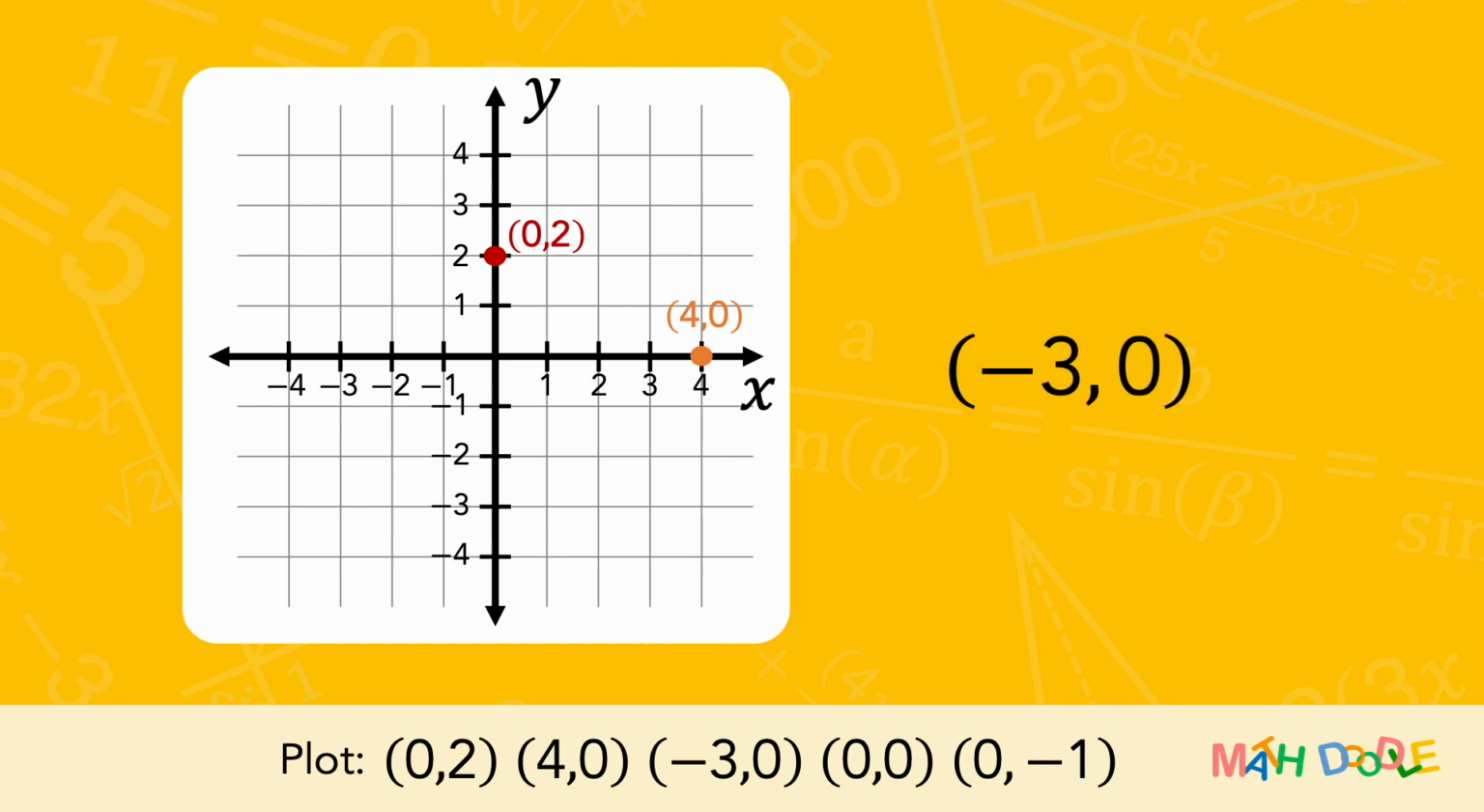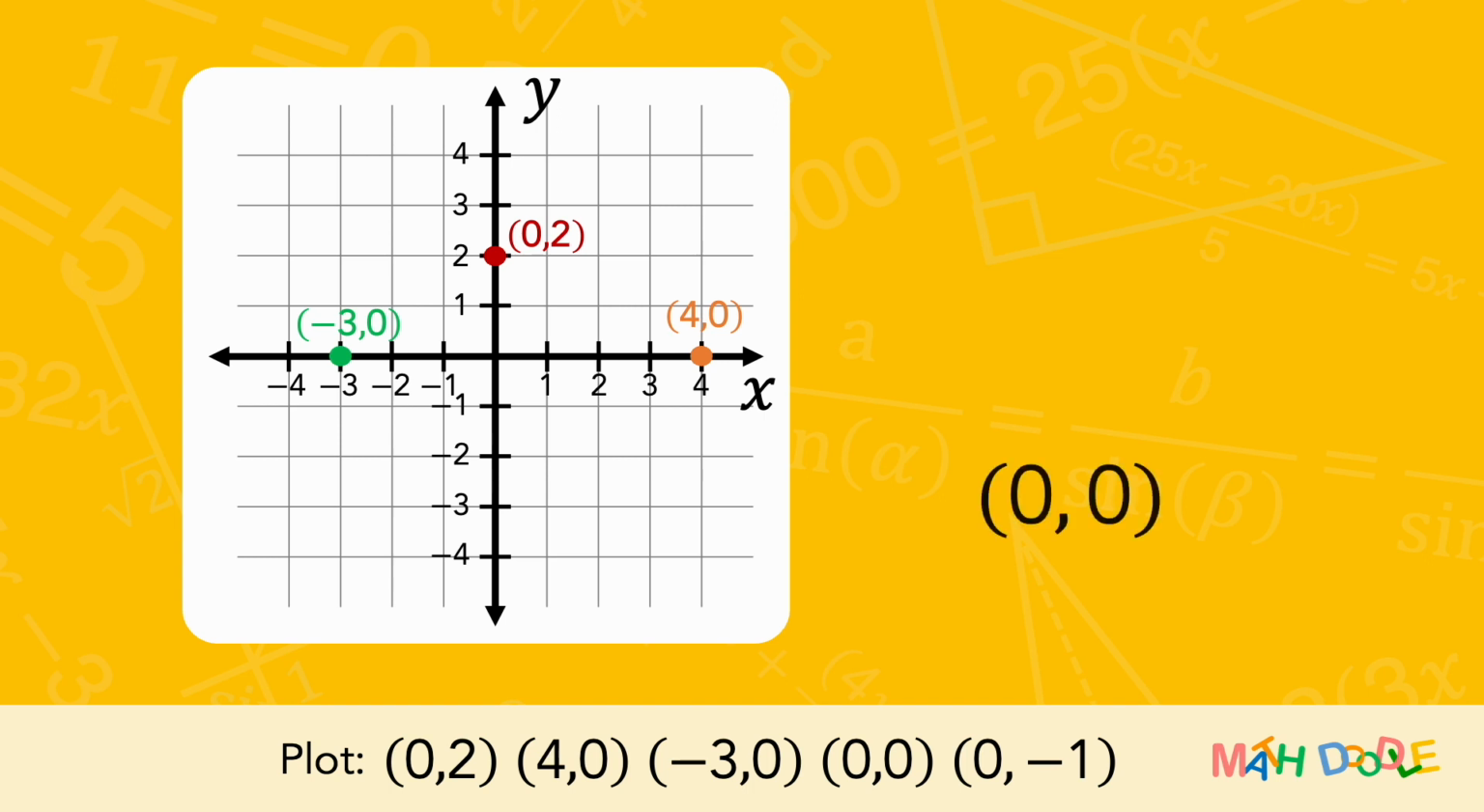Then, let's plot the point (-3, 0). Its y-coordinate is 0, which means that the point is located on the x-axis. And its x-coordinate is -3. So, the point (-3, 0) is located at the position -3 on the x-axis.